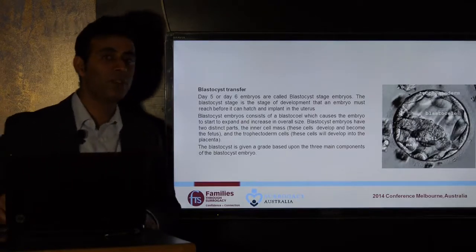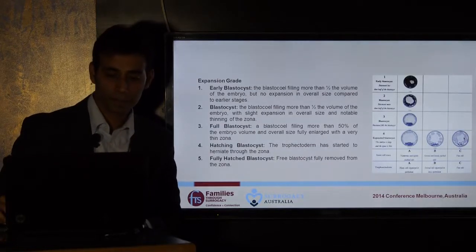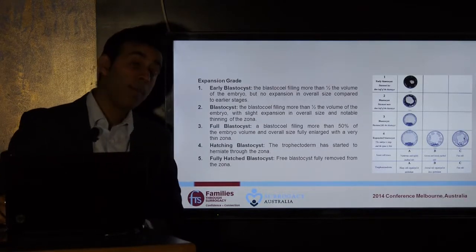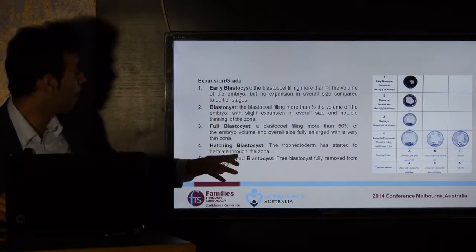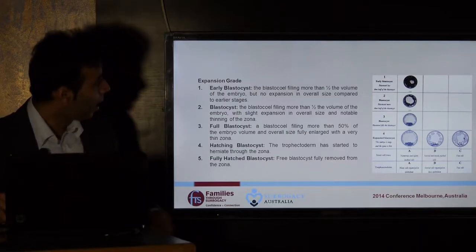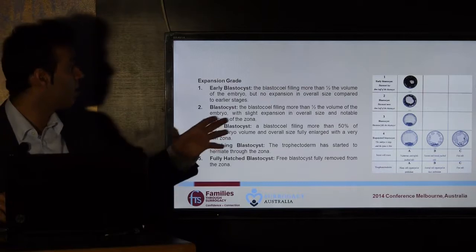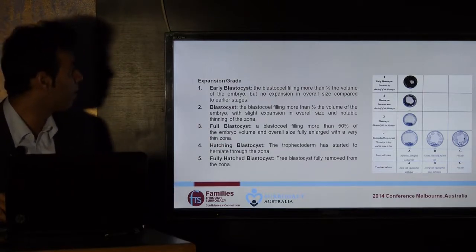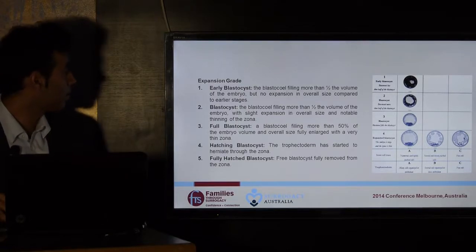The blastocyst is usually graded with 3 main components of the blastocyst embryo. Based on the expansion grade, it is an early blastocyst, a full blastocyst, a hatching blastocyst, and a fully hatched blastocyst. As you can see in the images here, the early blastocyst, the blastocele fills up more than half of the volume of the embryo, but no expansion in overall size compared to the earlier stages.